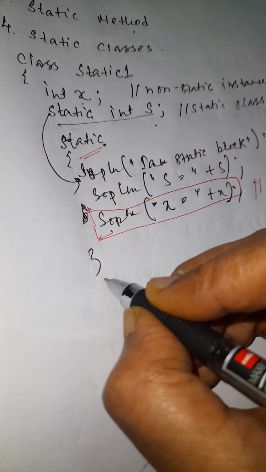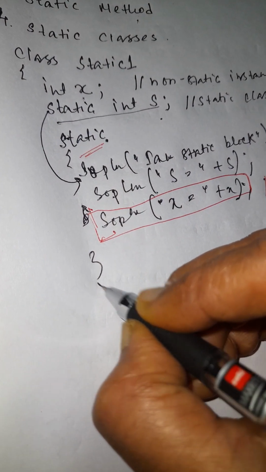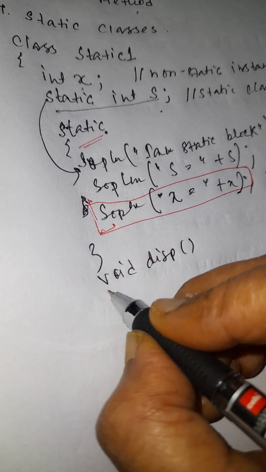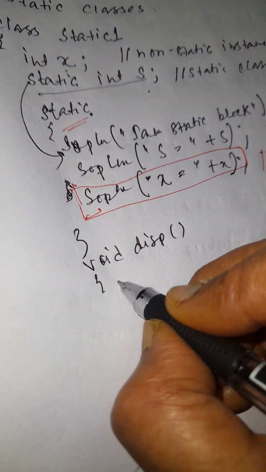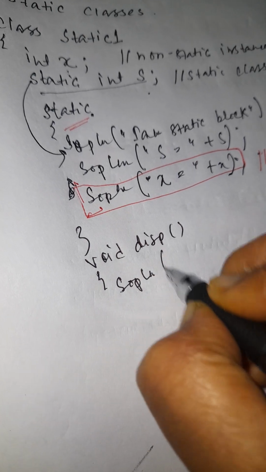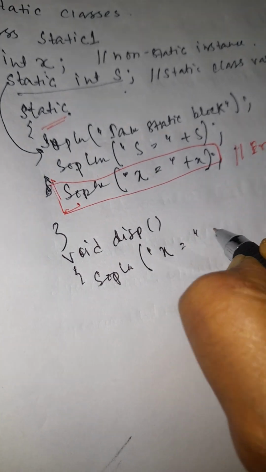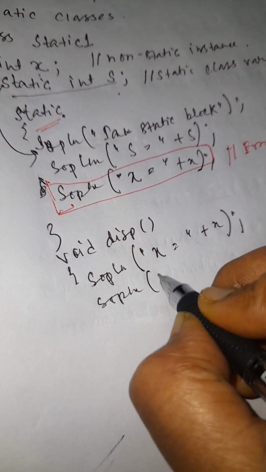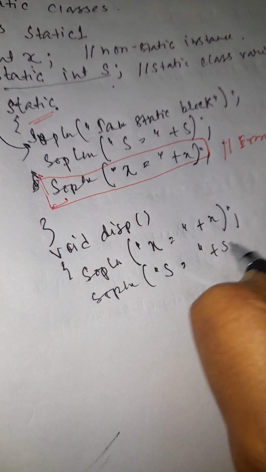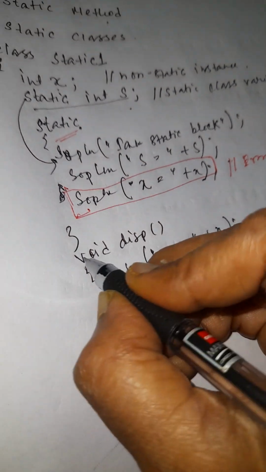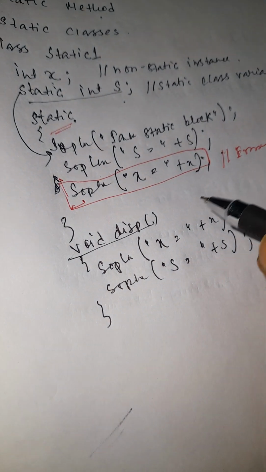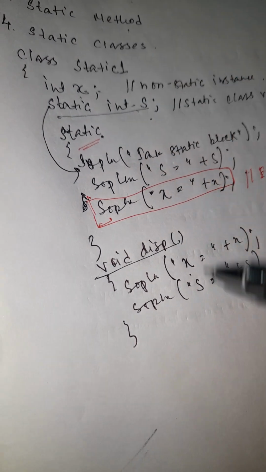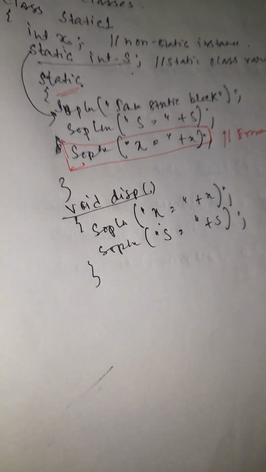Now I declare one non-static function. Maybe void display. This one is the non-static member, non-static method. If you want to print here SOPLN x equal to plus x, possible. If you want to print SOPLN s equal to plus s, this one is also possible. So normal method, that is a non-static method, can access both static and non-static. Both variable you can access within the non-static method.